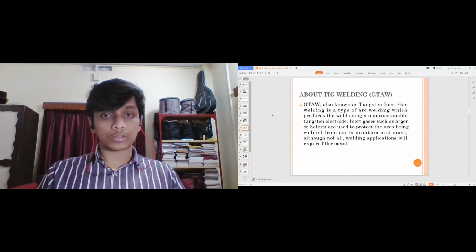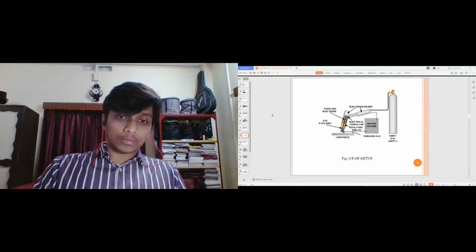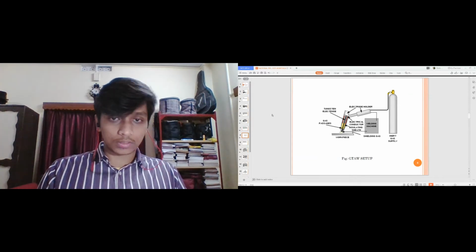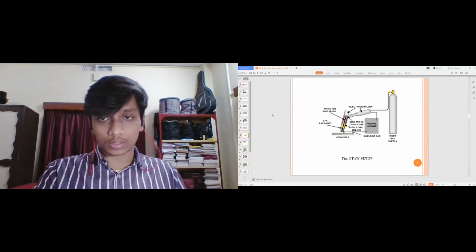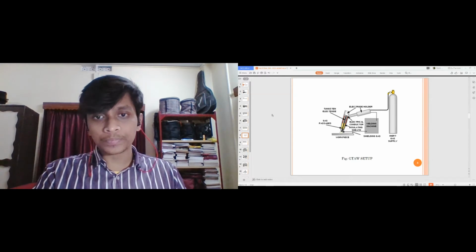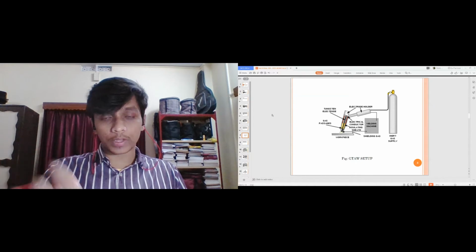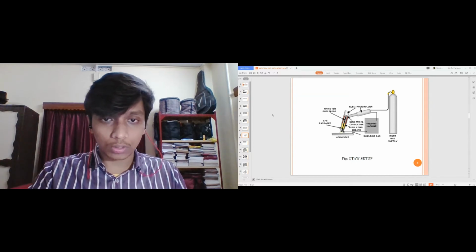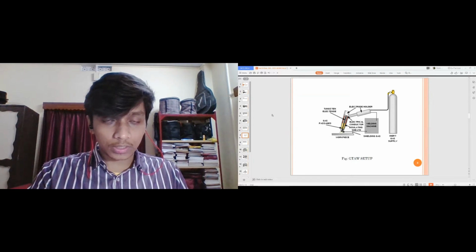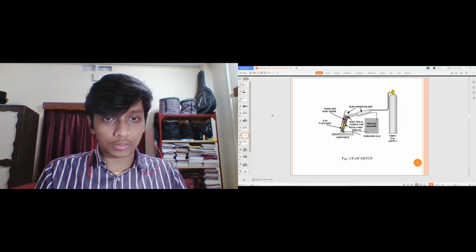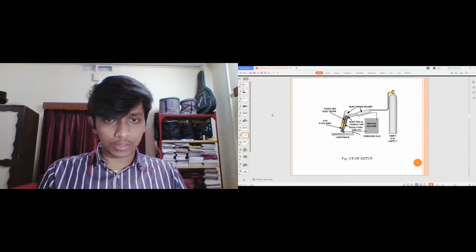The electrode is non-consumable, and a consumable filler rod is used to produce the weld. Now, this is the diagram of our gas tungsten arc welding setup. The inert gas supply provides the helium or argon gas for the shielding process. The electrode holder then goes to the tungsten electrode. The tungsten electrode carries the charge and produces the arc, and the gas passages are situated there.